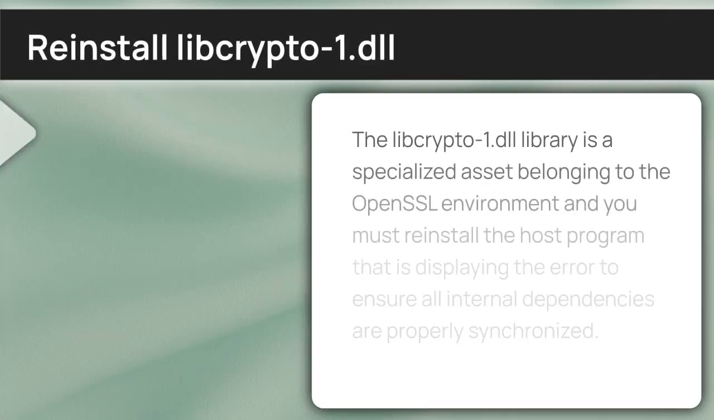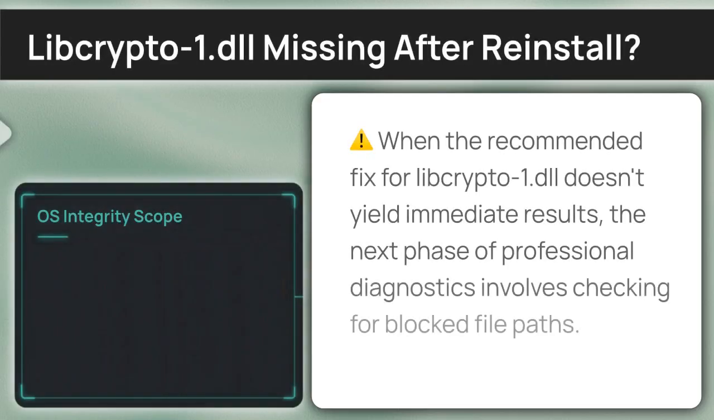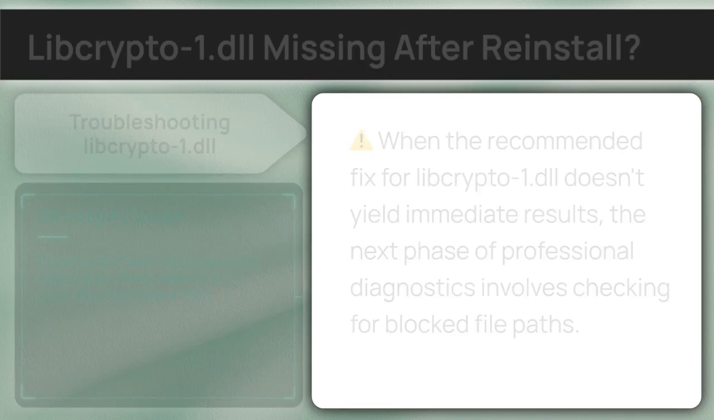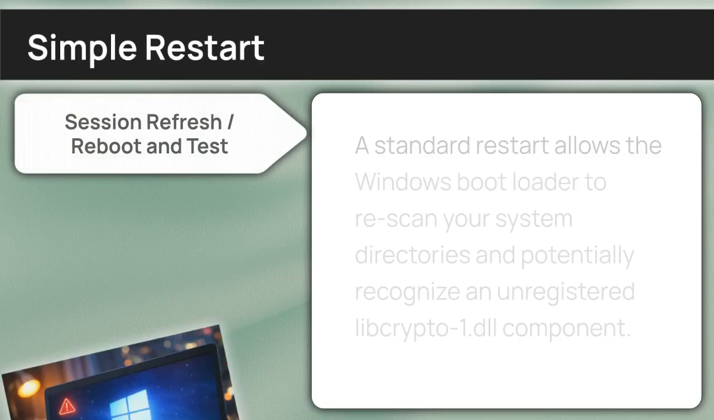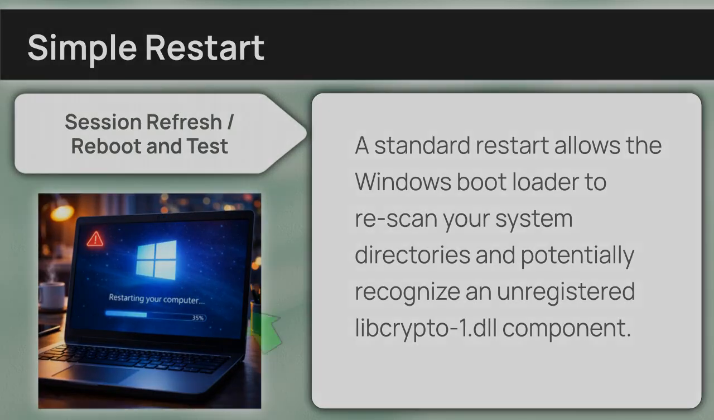The libcrypto-1 library DLL is a specialized asset belonging to the OpenSSL environment, and you must reinstall the host program that is displaying the error to ensure all internal dependencies are properly synchronized. If a standard reinstallation doesn't restore the library, we need to verify if the system environment is properly recognizing the new components. A quick reboot can determine if the error is transient. While it won't fix a deleted file, it can re-establish the connection between your software and the libcrypto-1 library file if the path was temporarily busy.